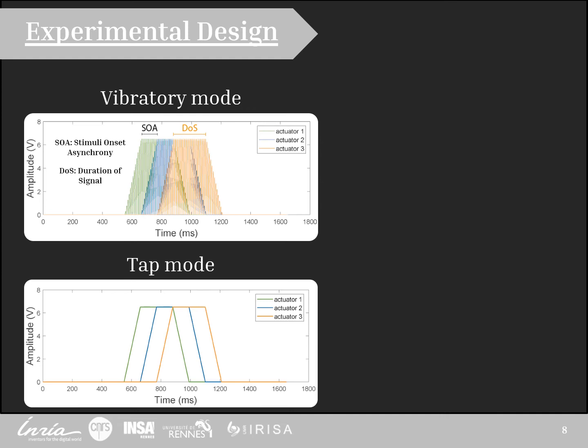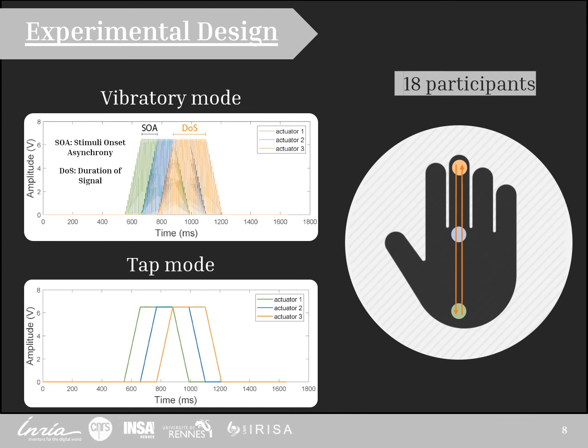The vibratory mode was generated with a sinusoidal carrier within the ramp envelope, creating the oscillation of the actuator mover, while the tap mode was made of 3 simple ramp signals up to 6.5 volt sent synchronously to the actuators. The experiment was conducted in a dark room with 18 participants wearing noise-canceling headphones. The stimulations were conveyed along the palm and the middle finger.